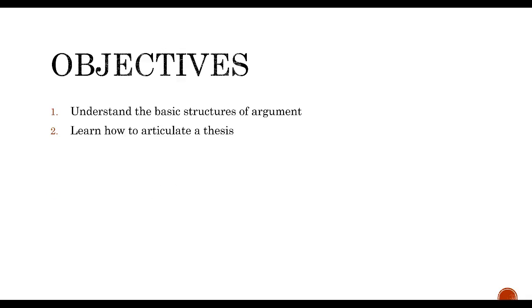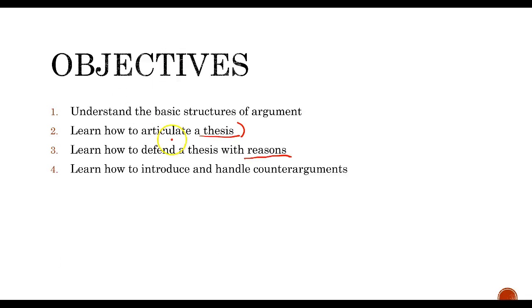The objectives for this lesson are 4. First, we're going to understand the basic structures of argument, learn how to articulate a thesis and what a thesis is, and learn how to defend a thesis with reasons. We'll talk about what reasons are and how to develop them, and learn how to introduce and handle counterarguments, or arguments that go against your reason.